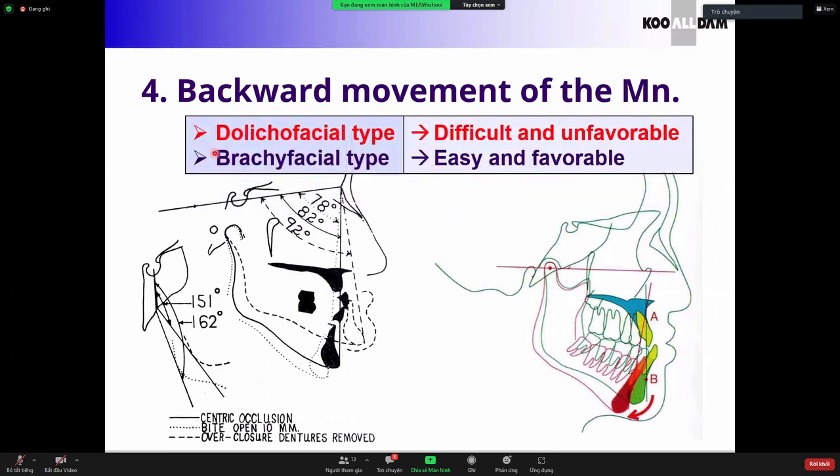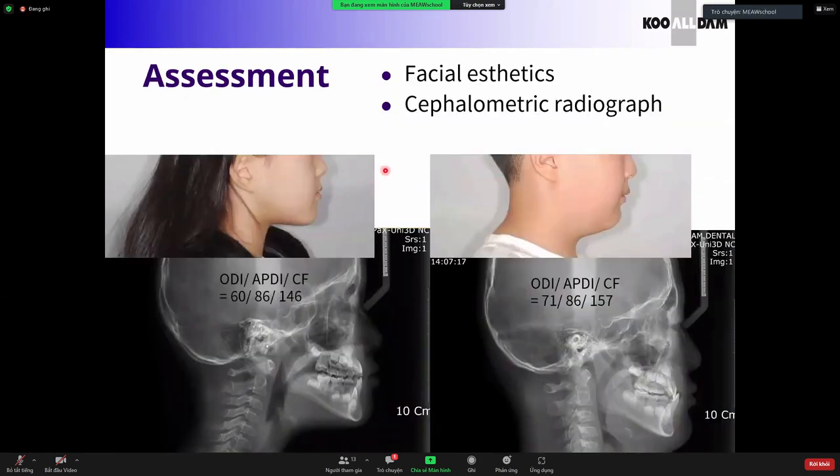So if the patient has the dolichofacial type, it is difficult, not easy, and an unfavorable response. On the other hand, brachyfacial type, it is not difficult, and also we can achieve favorable treatment response. So we should assess this type of malocclusion. There are two things. First, facial aesthetics, and second is cephalometric radiograph.